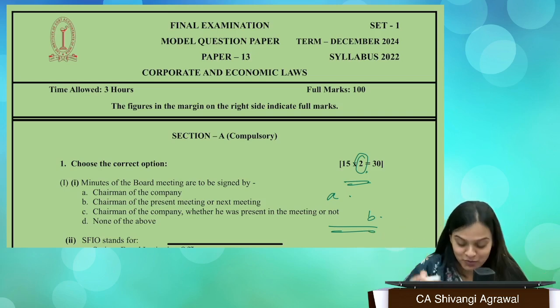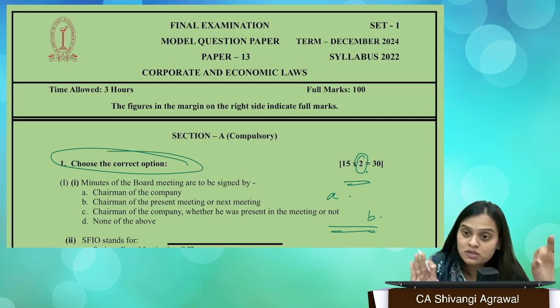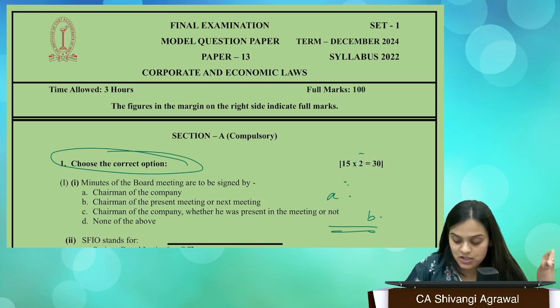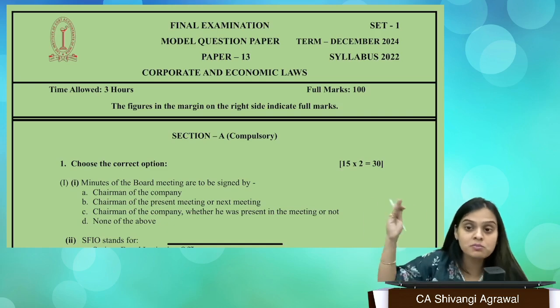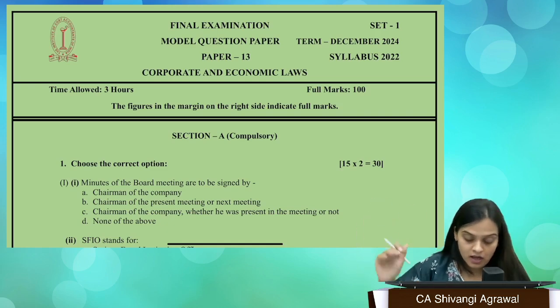So institute might surprise you. If it is simply written, choose the correct option, please choose the correct option. No need to give any justification. Save your time, save your energy for the much demanding descriptive section. Okay. So that is one thing, right?